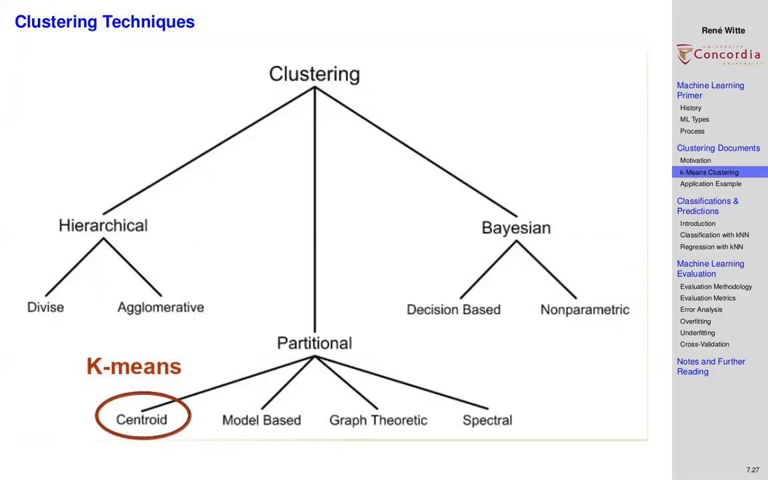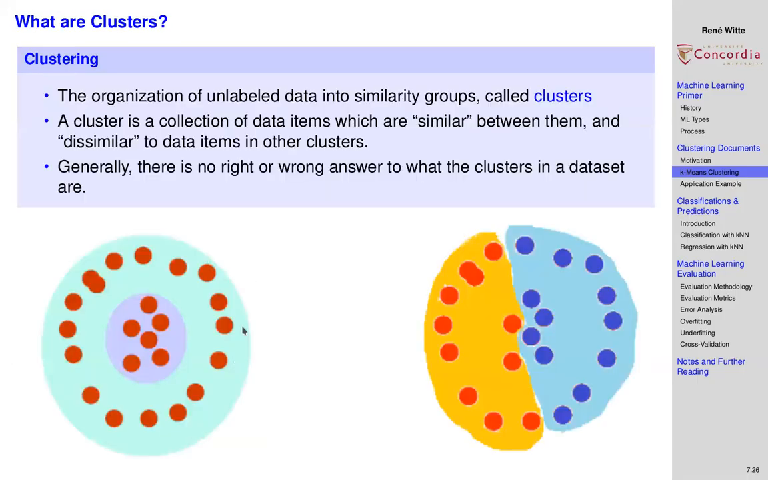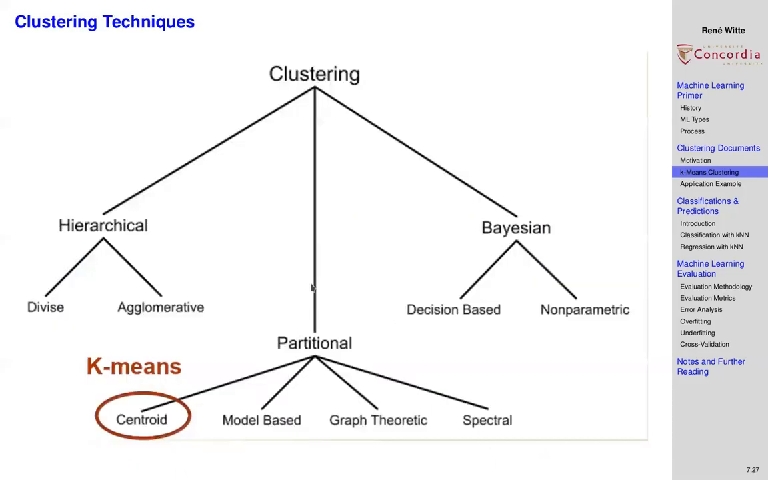So there are lots of different clustering techniques, and for example, the different techniques will handle this type differently. So one technique might generate clusters like this, and another technique might generate clusters like this. And here in this course, we are going to look at one clustering technique that falls into partitional clustering, and this is the so-called k-means clustering algorithm.